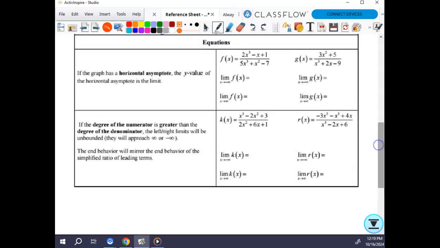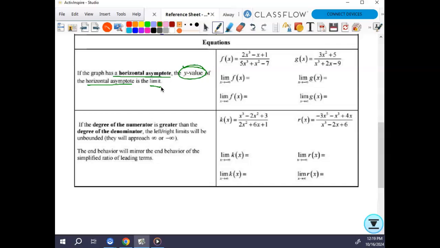All right, so then when we look at these with the equations, so if the graph has a horizontal asymptote, which we just looked at with the graph, but let's say we don't have a graph, we just have the equations, then the y value of the horizontal asymptote is the limit. Right? So let's talk about why we get these asymptotes as well.